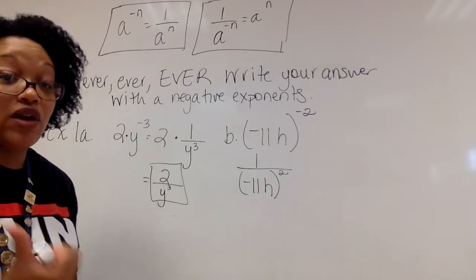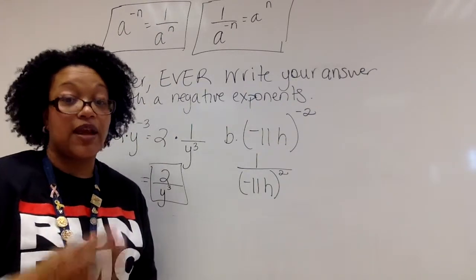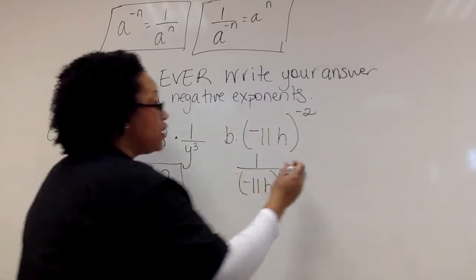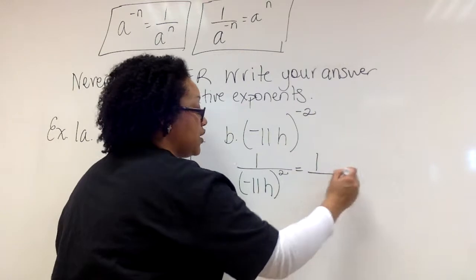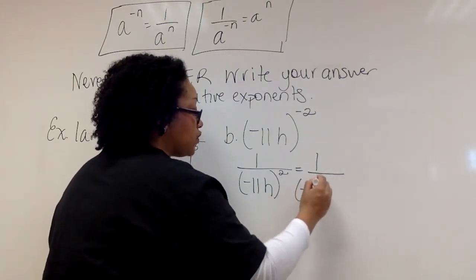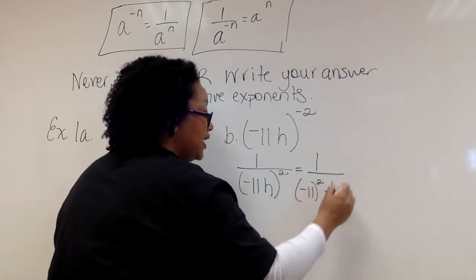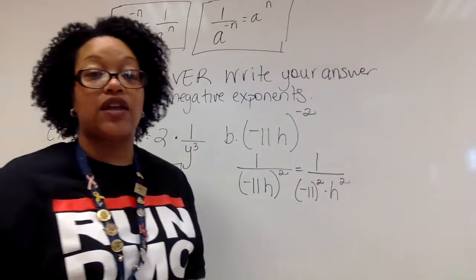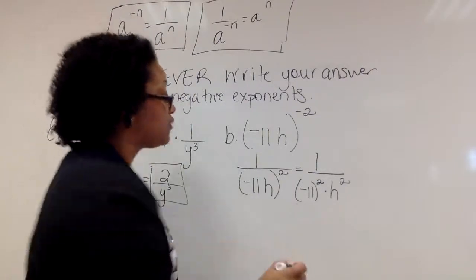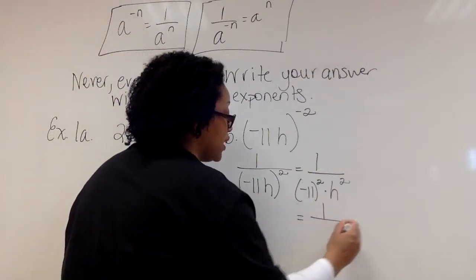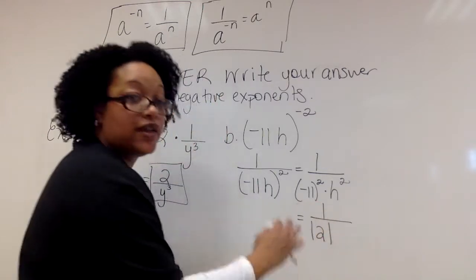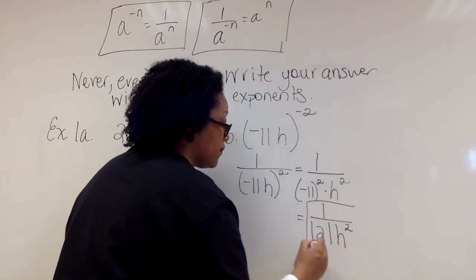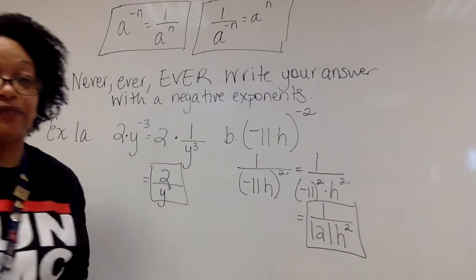But we're not done. You got rid of the negative exponent, which is great, but everything in here is going to get raised to the second power. So let's rewrite it so that happens. It's still a fraction. That's negative 11 squared times h squared. Now, negative 11 squared, you can put it in your calculator. Negative 11 times negative 11 is positive 121. So your final answer is 1 divided by 121 times h squared. And that's what you would box.